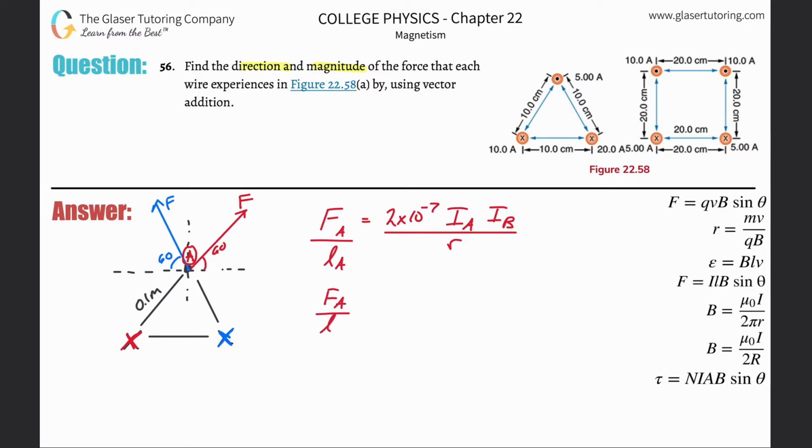So this is A, L of A, and this will be 2 times 10 to the minus 7th. That's now the current of A, which they told us, by the way, was 5 amps.